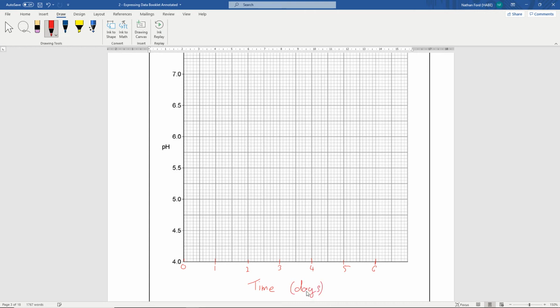Okay, where this represents the days. You'll notice pH doesn't have a unit because pH is both the unit and the label. But if I wrote time, is this in minutes? Is this in hours? You have to write days because you need to know what units this is in.